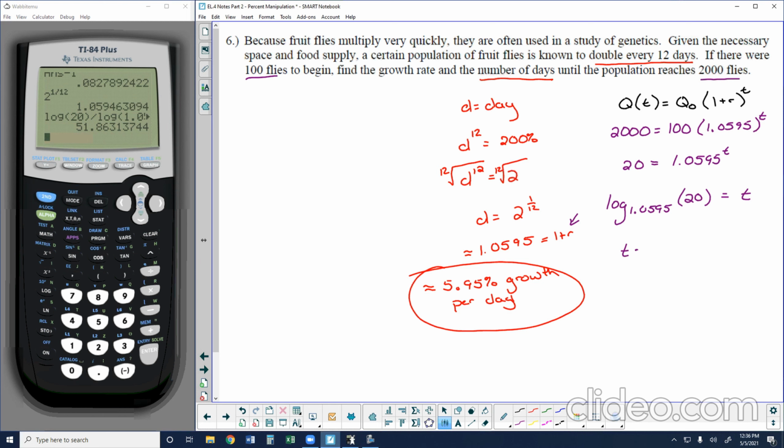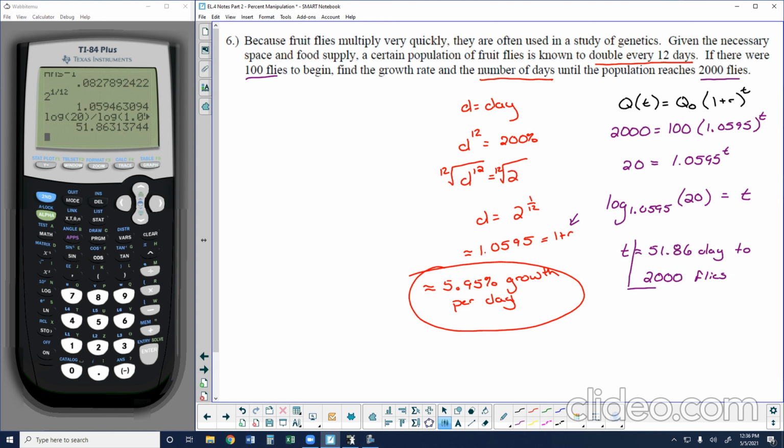So let's go ahead and round this to 2 decimals. T is approximately 51.86, and our units is days. So it takes approximately 51.86 days to reach 2,000 flies.